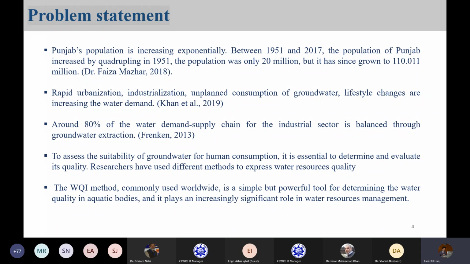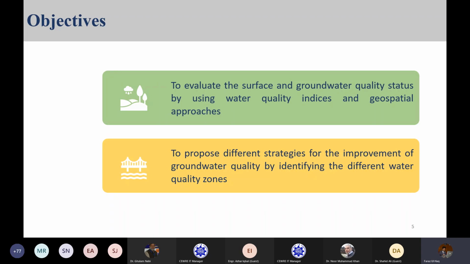Around 80% of the water supply demand chain for the industrial sector is balanced through groundwater extraction. To assess the suitability of groundwater for human consumption, it is essential to determine and evaluate its quality. Researchers have used different methods to express water resources quality. The water quality index, commonly used worldwide, is a simple but powerful tool for determining the water quality of aquatic bodies.